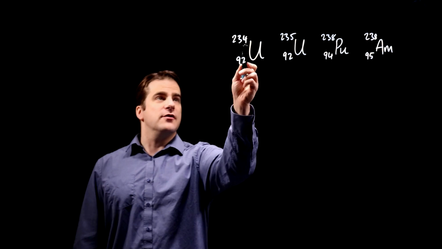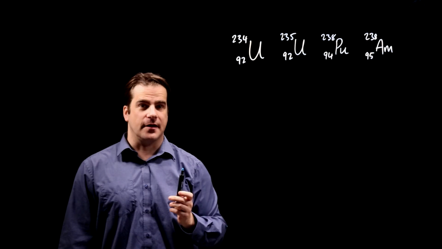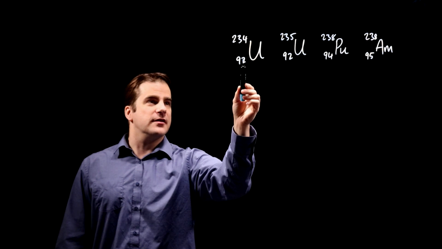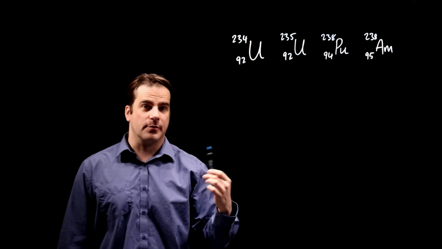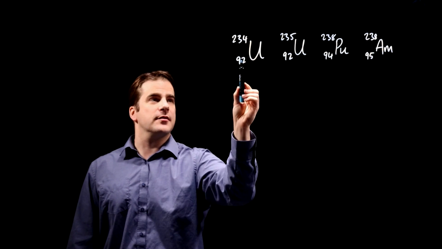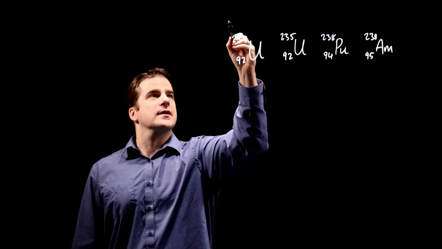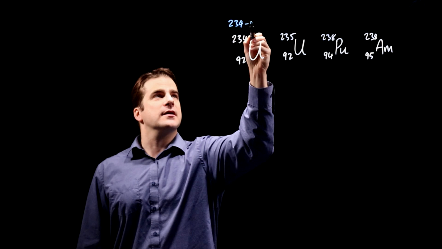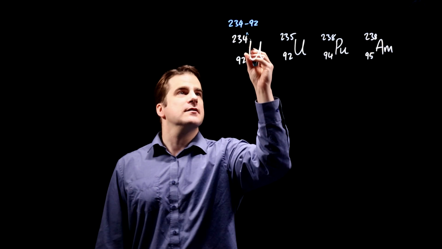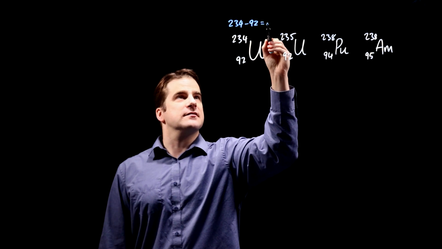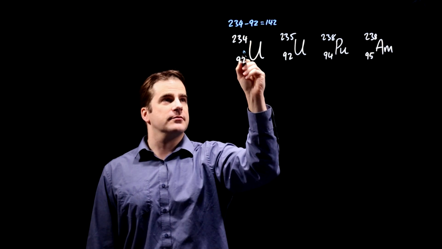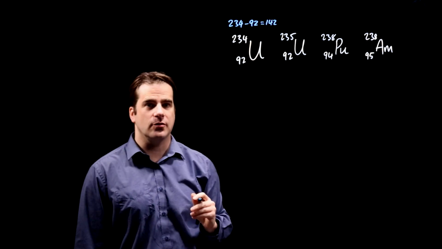Okay. This number is the mass number and is the number of protons and neutrons. This is the atomic number or the proton number and is just the number of protons. So the number of neutrons, therefore, is that number minus that. So 234 minus 92 is 134 plus 8, which is 142. Okay, so uranium-234 has 142 neutrons.